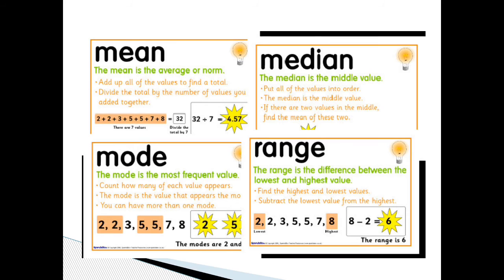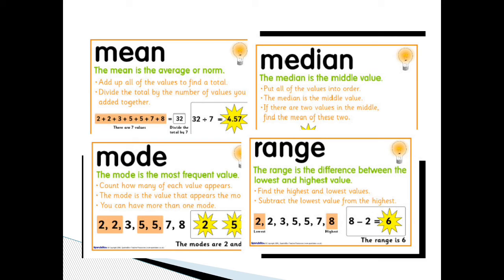So the mean is the average or the norm. Add up all the values to find a total. Divide the total by the number of values you have added together. The median is the middle value. Put all of the values in order. The median is the middle value. If there are 2 values in the middle, find the mean of these 2.